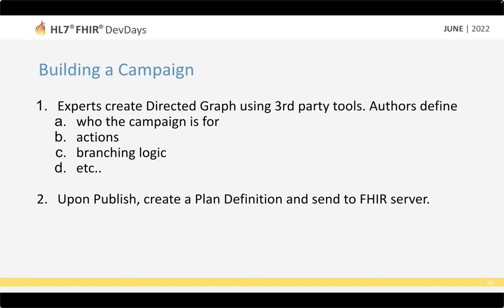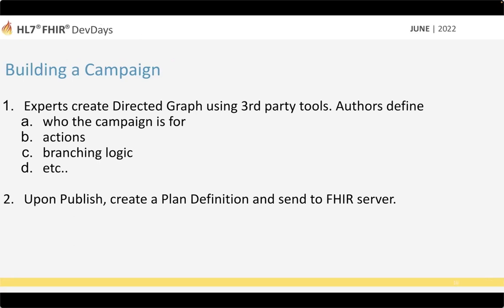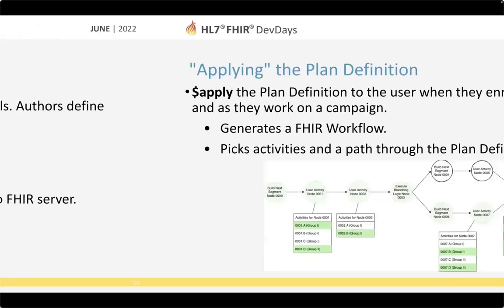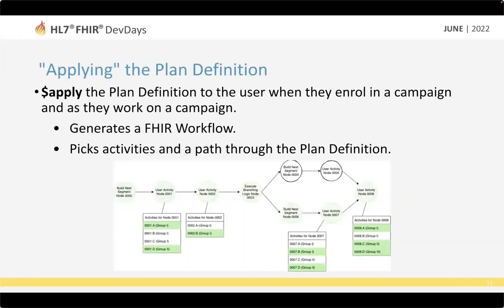Now that the subject matter expert has created this directed graph and we have this plan definition, we're in a good spot because a plan definition can be used by a computer to identify different activities that a user can do as part of a campaign. So the next step is we want to apply these plan definitions to a user. So when a user enrolls in a campaign, and as they work on a campaign, we'll be repeatedly applying the plan definition to them. An output of this process is a FHIR workflow.